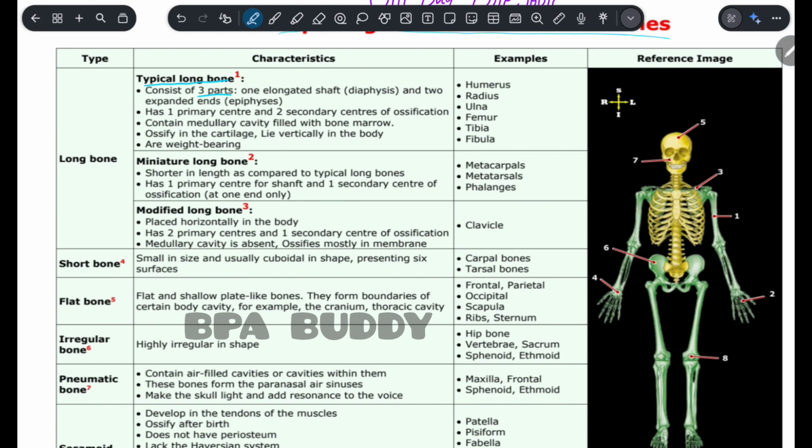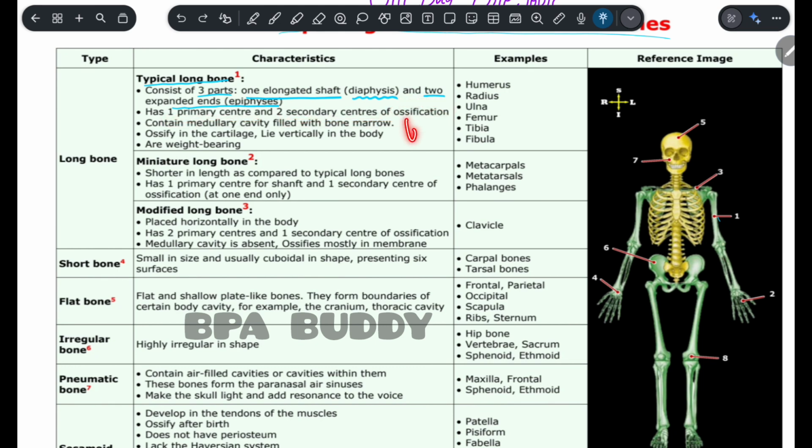So basically, what is a typical long bone? A typical long bone consists of three parts: one elongated shaft, which is known as diaphysis, and two expanded ends, which are called epiphysis. This middle part is known as the shaft, and these two ends are known as epiphysis. This has one primary center and two secondary centers of ossification.